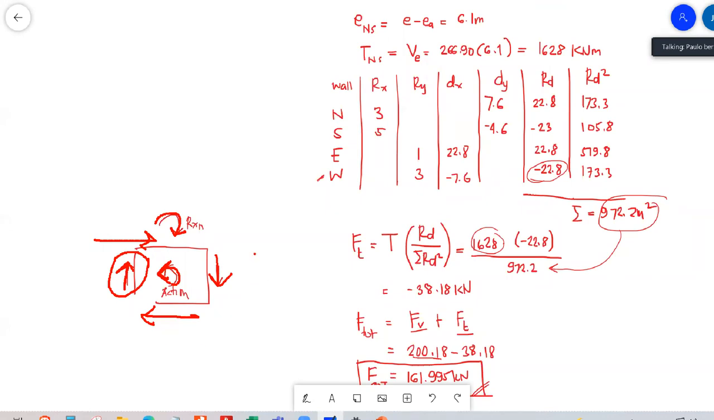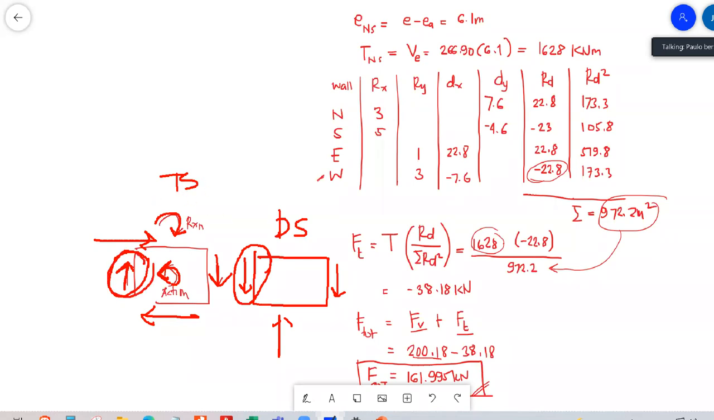And, okay. Now, relate ulit natin yan sa direct shear. Kung ito yung base shear mo, ang direct shear mo is paganito. Yan yung resistance ng west wall mo, tsaka east wall. Now, so ito yung direct shear. Ito naman yung torsional shear. So, makikita mo yung direct shear mo is going downwards, pero yung torsional shear mo is going upward. So nagne-negate yung dalawa sa westward.